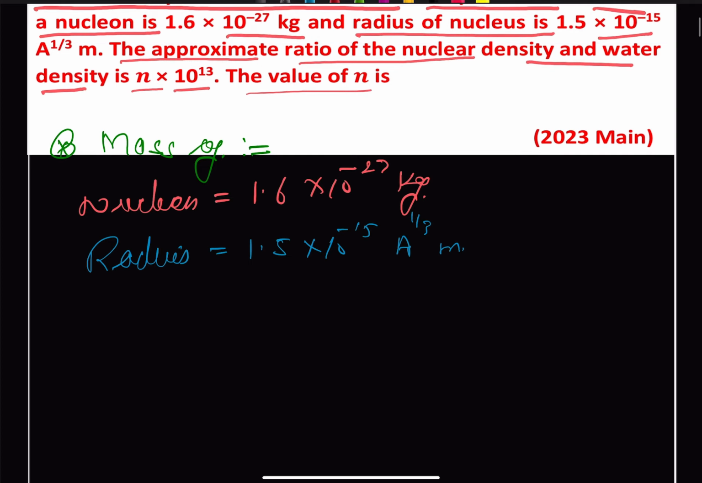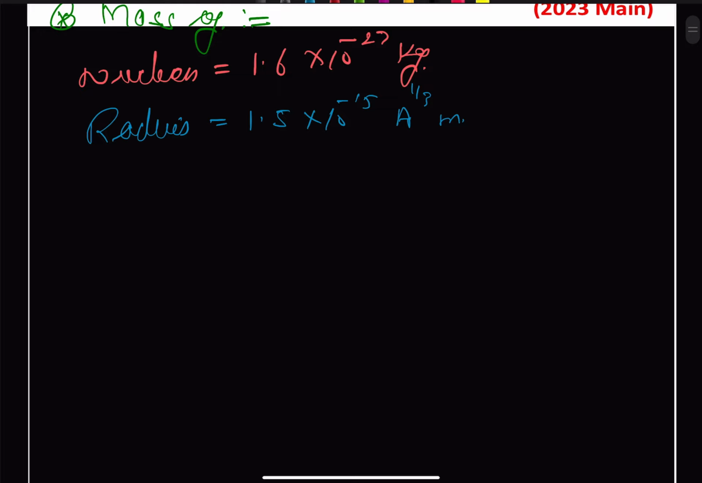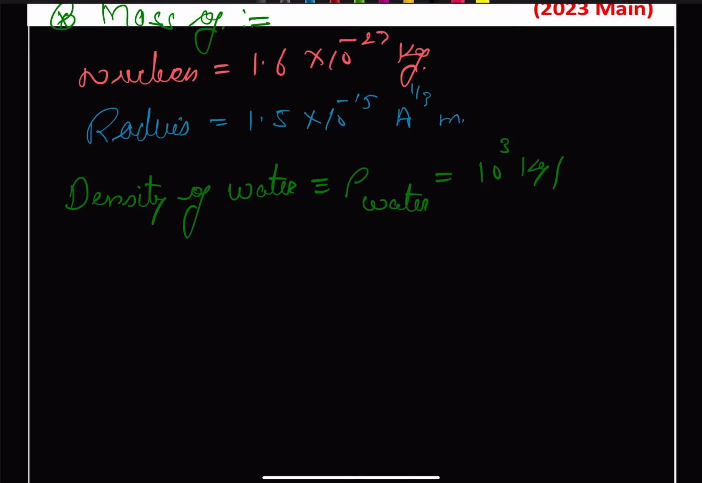And we have to find out the ratio of nuclear density to water density. Approximate value of water density we already know. So you can say density of water, let us suppose rho water, is approximately about 10 to the power 3 kg per meter cube. And we are supposed to find out the nuclear density and then take their ratio.